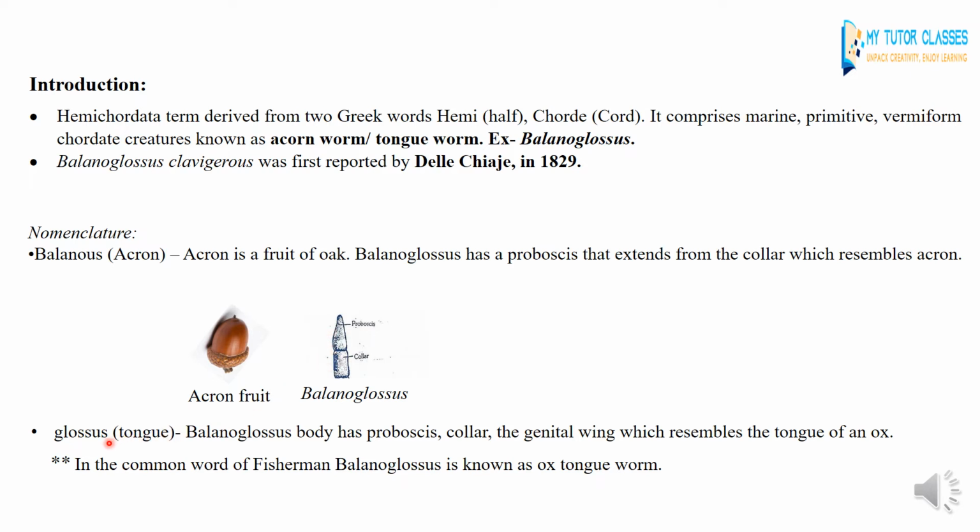Similarly, glossus means tongue. The Balanoglossus body has a proboscis, collar, and the genital wing, which resembles the tongue of an ox. So in the common words of fishermen, Balanoglossus is known as the ox tongue worm.